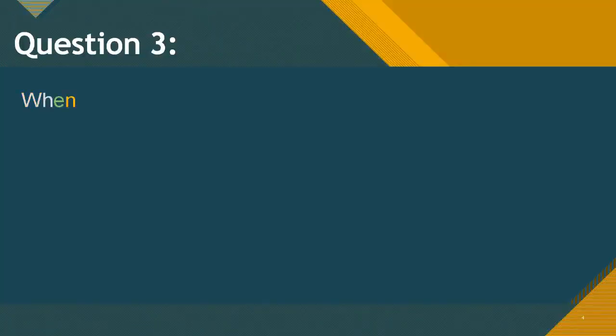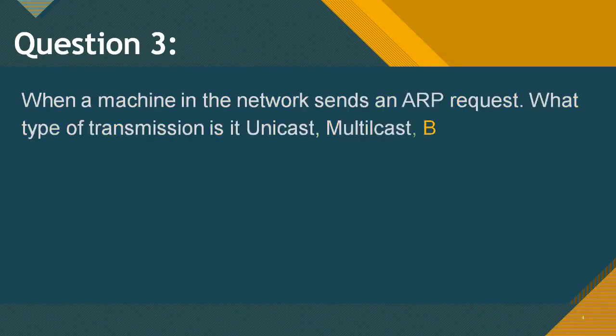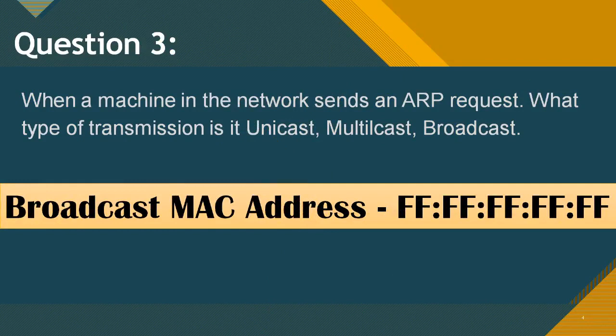Question number 3. When a machine in the network sends an ARP request, what type of transmission is it? Unicast, multicast, or broadcast? A machine sends an ARP request to get the MAC address of the mentioned IP address in the packet. As the source device doesn't know the MAC address, it sends a broadcast message with the address ff:ff:ff:ff:ff:ff. And all devices that receive the ARP request update their information with the IP and MAC address of the source device in their local ARP table, but only the machine which has the IP address in the question sends a unicast response back to the original sender.